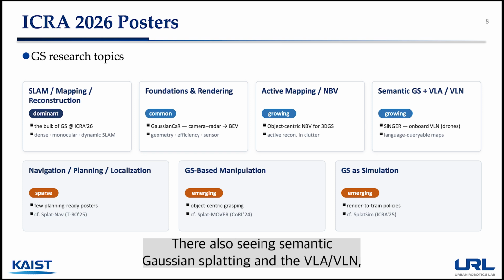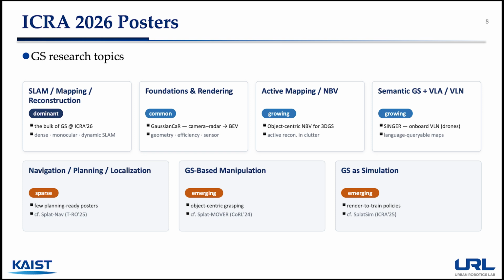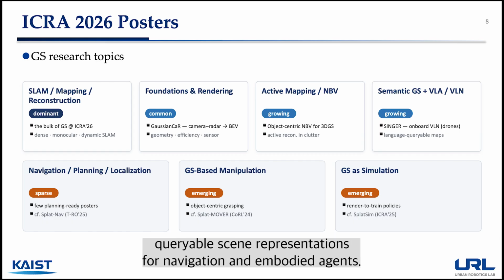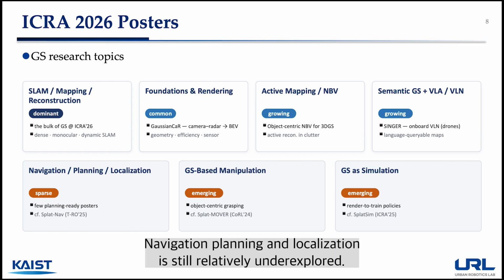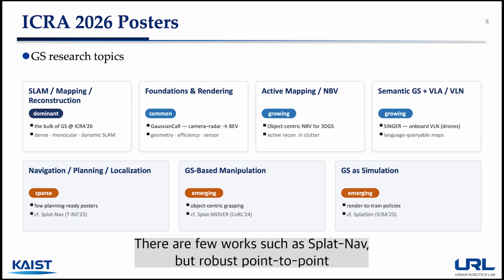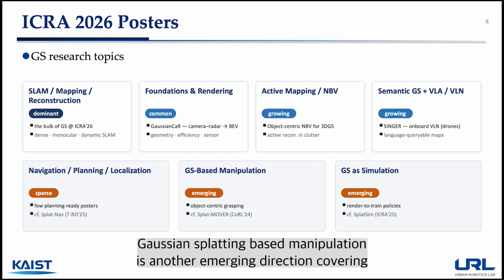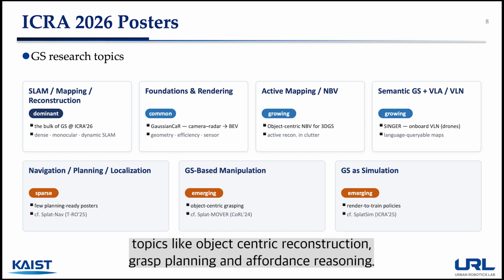We're also seeing semantic Gaussian splatting and VLA-VLN, which extends Gaussian splatting beyond geometry to create language-queryable scene representations for navigation and embodied agents. Navigation, planning, and localization is still a relatively underexplored area. There are few works such as SplatNav, but robust point-to-point planning directly on a Gaussian splatting map is still an open problem. Gaussian splatting-based manipulation is another emerging direction, covering topics like object-centric reconstruction, grasp planning, and affordance reasoning.